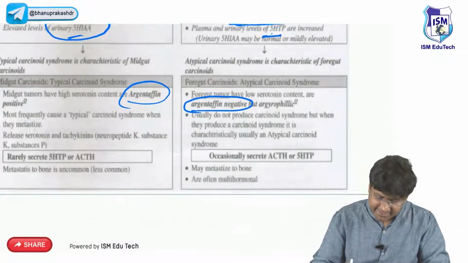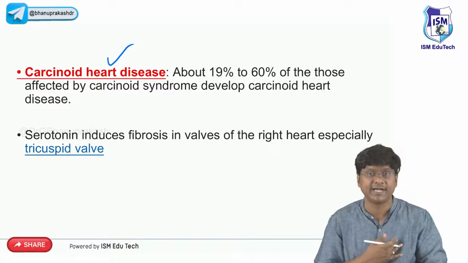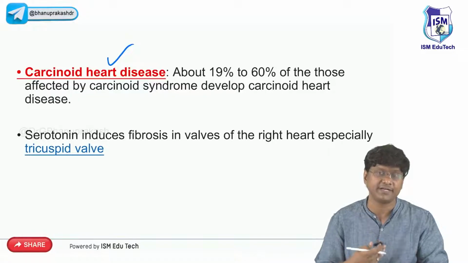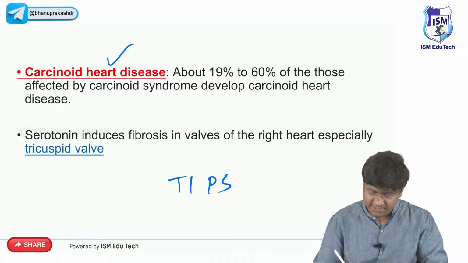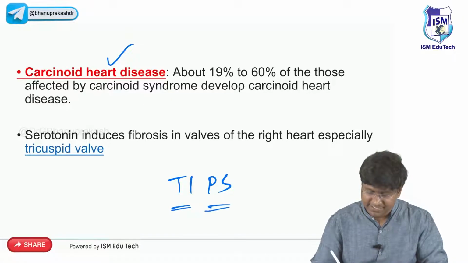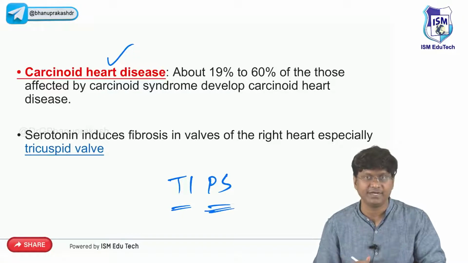Okay. Then in the carcinoid, you also have the individual systems which are affected. That is carcinoid heart, where the right side of the heart will be affected. And the manifestations, please remember, that is TIPS. What is TIPS? Tricuspid insufficiency, pulmonary stenosis. That is your carcinoid heart, where right-sided valvular defect will be there.